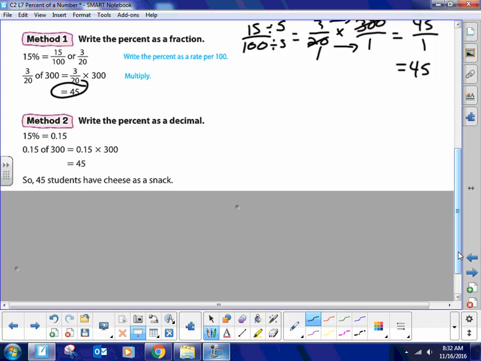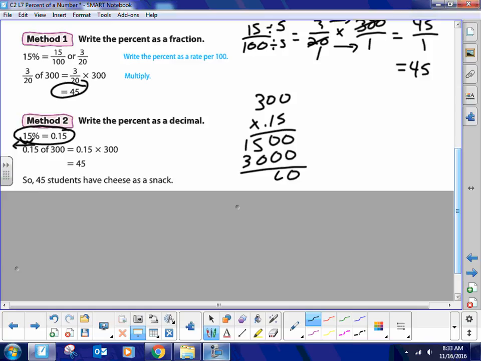Okay, and as I show here, 15% is equal to 0.15, because you just move the decimal over 2 spots to the left, right? To the left. And it becomes 0.15. And then what they do is they take 300 and they multiply it by 0.15, right? You have 2 decimal places, so you got to give it 2. So this is equal to 45. That's what we see. So 45 students have cheese as a snack.